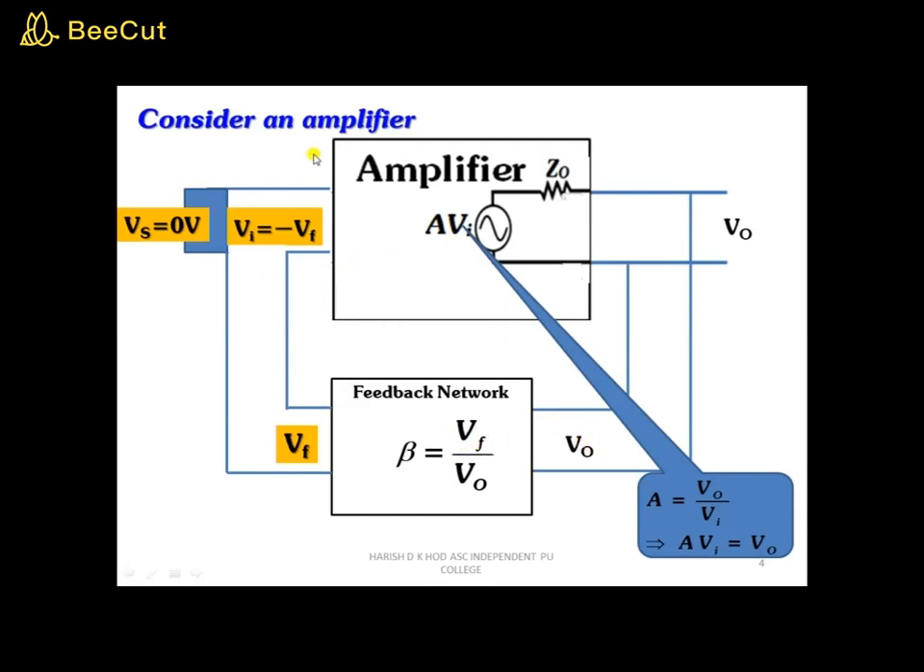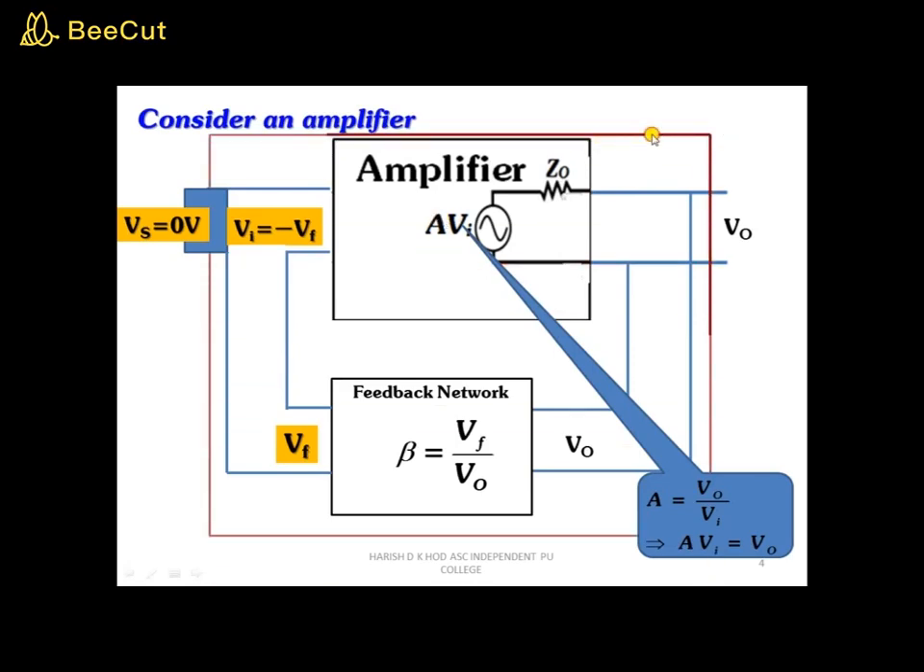Now it is not just an amplifier, it is an amplifier with feedback. What I am going to do is place this entire thing in a big box. What can I call this big box? I can call this big box as amplifier with feedback, and whatever resistance is measured between the output terminals of the big box is considered as output impedance.